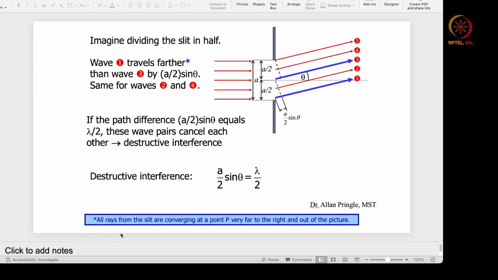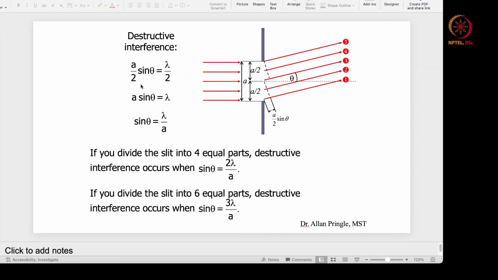Okay, so all rays from the slit are converging at a point P, very far to the right and out of the picture. Now, for destructive interference, we already saw that A by 2 sine theta is equal to lambda by 2. So therefore, A sine theta is equal to lambda, or sine theta is equal to lambda by A.